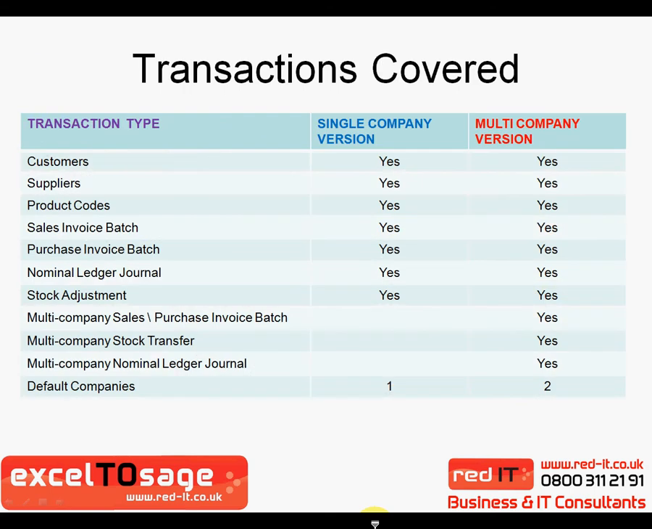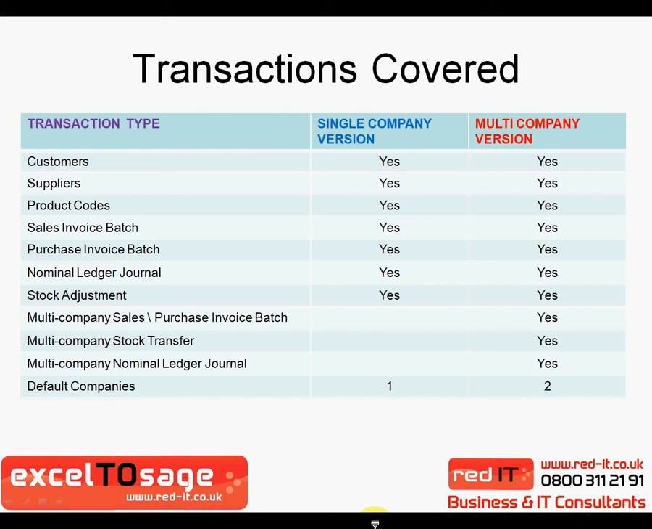The types of transactions that are covered depend on the version of the product that you have. In the single company version and the multi-company version, you have the ability to create customers, suppliers, product codes, sales invoice batches, purchase invoice batches, normal ledger journals, as well as stock adjustments. However, in the multi-company version, you're also able to put in intercompany or multi-company sales and purchases, intercompany stock transfers, and intercompany normal ledger journals.